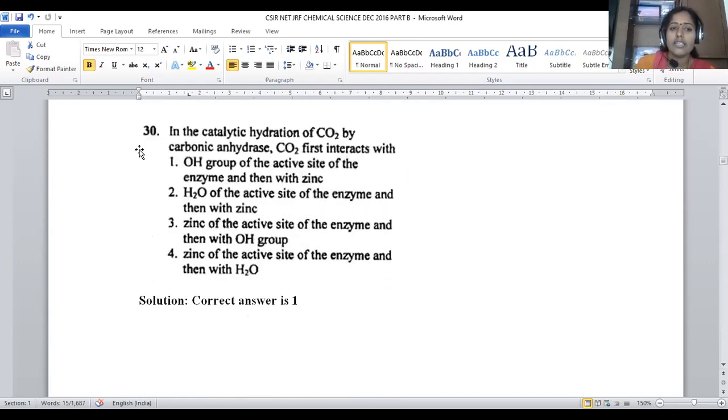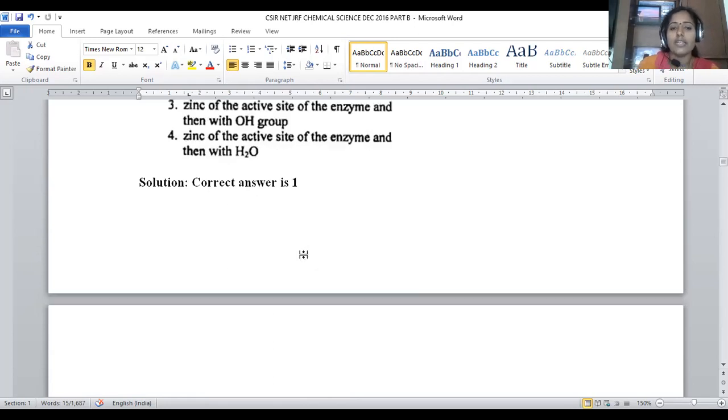And question number 30: in the catalytic hydration of carbon dioxide by carbonic anhydrase, carbon dioxide first interacts with, okay, here catalytic hydration of carbon dioxide is going to be performed with the carbonic anhydrase catalyst. This is the enzyme, which is a zinc bonded enzyme. Upon treating with carbon dioxide, it will be converted into carbonic acid. That is the natural bio process where carbon dioxide first bonded to which molecule we have to predict.